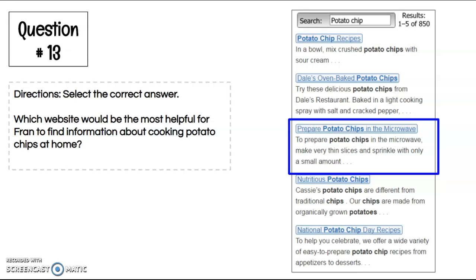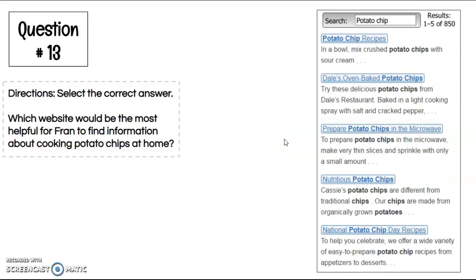Okay, question 13. Which website would be the most helpful for Fran to find information about cooking potato chips at home? So that is prepare potato chips in the microwave. Let's take a look at why. Okay, cooking potato chips at home. That means how to make potato chips at home.